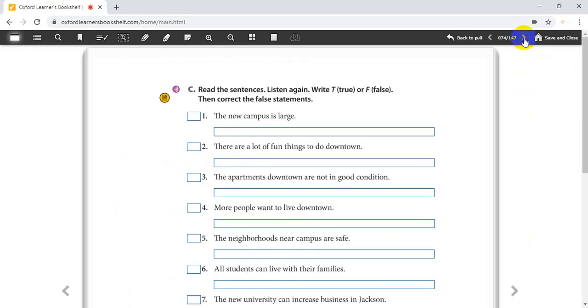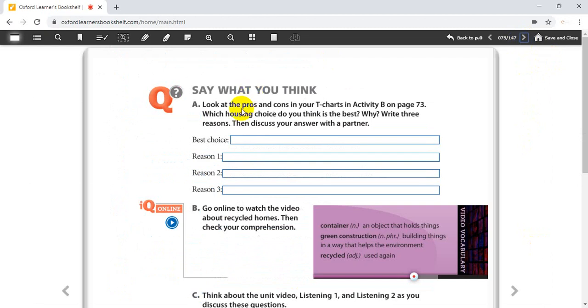Okay. So, page number 75. On page 75, you have to write your opinion. Now you're going to look at the pros and cons in your T chart in activity B. On page 73, you wrote pros and cons for the 3 housing choices given by Dr. Ross Chan. So you are going to select out of the 3 choices, the cheap apartments, living with family, or living in a house with friends, which choice is the best one? Which one do you think is the best and why? And you also have to write 3 reasons.